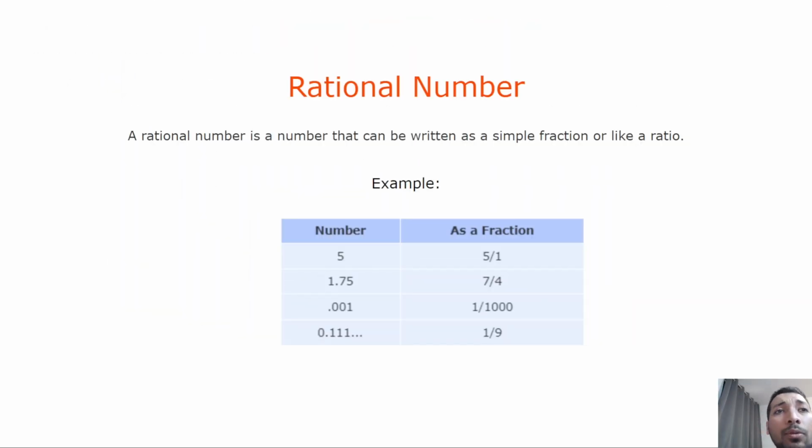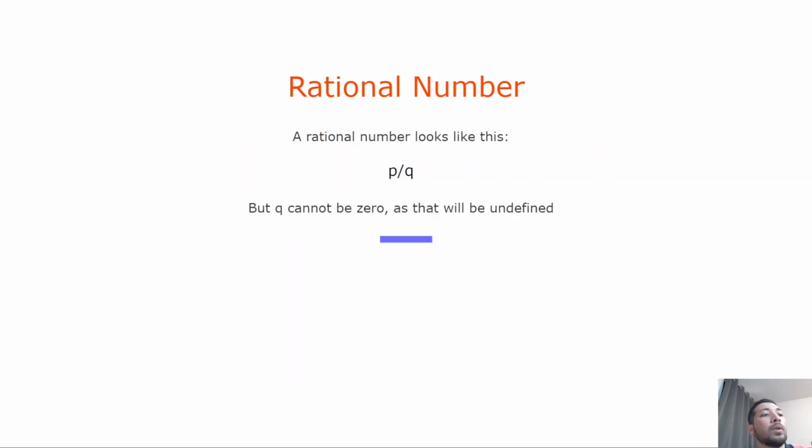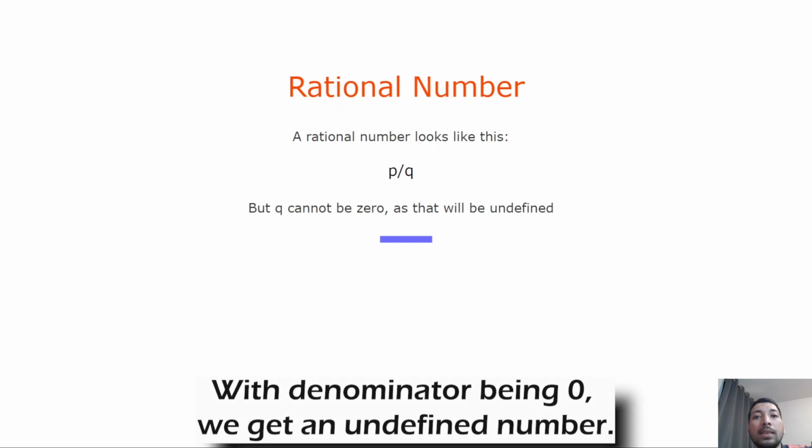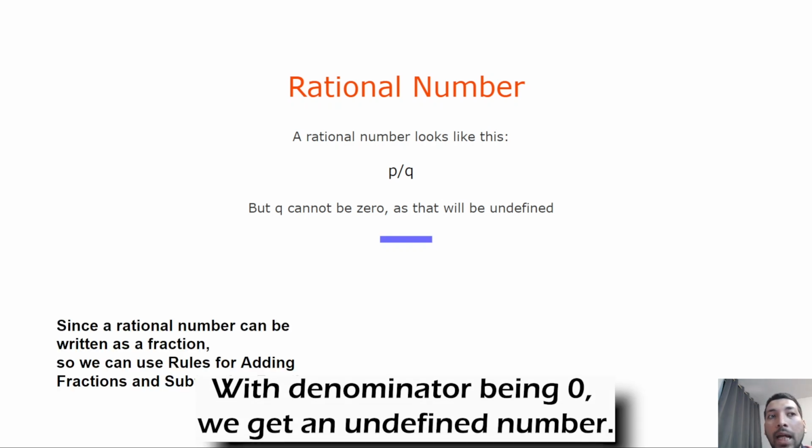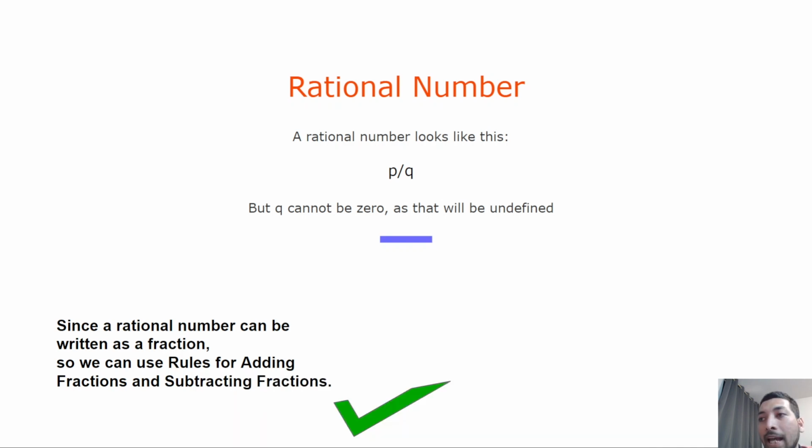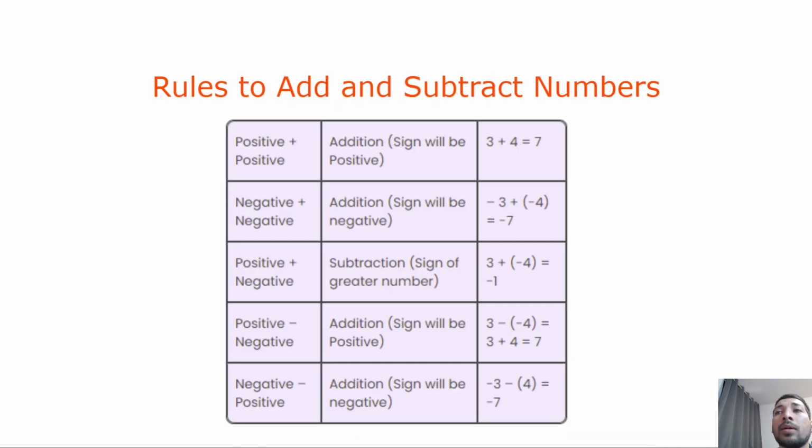Now we'll see how to add these rational numbers together. One of the conditions for a rational number is that the denominator cannot be 0. Since a rational number can be written as a fraction, we can use rules for adding and subtracting fractions. Before we jump onto the rules, we'll see how to add and subtract numbers using the number line. In this chart, we have 5 different scenarios, and we'll see how to accomplish this addition and subtraction using the number line.